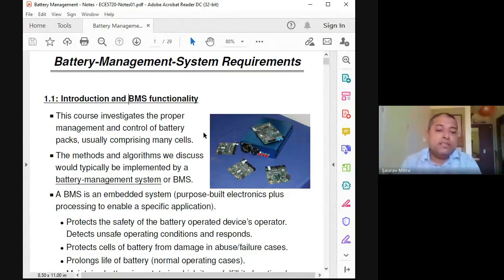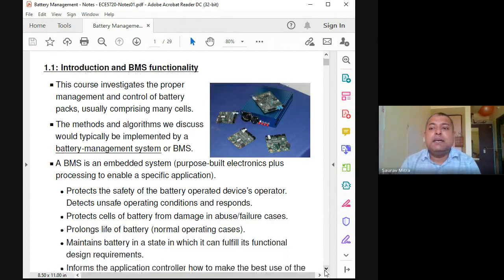So the course investigates... Mr. Plett, or Dr. Plett, is running a very famous BMS course. You can go through the course content and everything. The course investigates the proper management and control of battery packs. So it's not only one battery, it's a huge battery pack, usually comprising many cells.